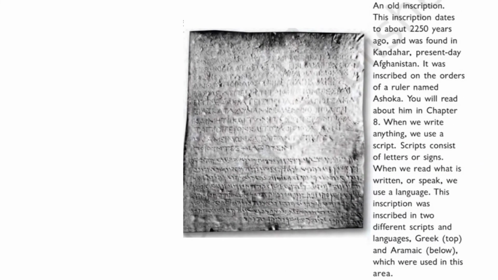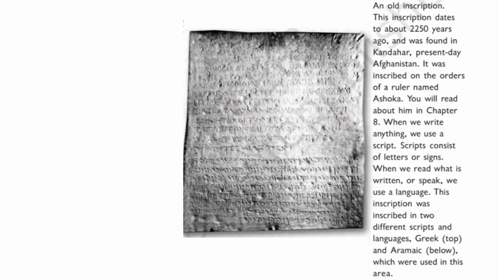Now here you can see an inscription given in your textbook. An old inscription dates to about 2250 years ago and was found in Kandahar, which is in present-day Afghanistan. It was inscribed on the orders of a ruler named Ashoka, whom you will be learning about in chapter 8.